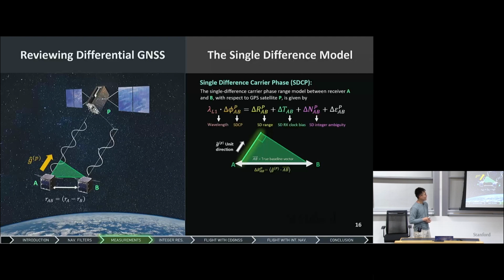So if the baseline is close enough, and these two signal ray traces are almost parallel, you can construct a right-angled triangle here where the unit direction vector to the GPS satellite that is common to both A and B is useful for computing what your baseline AB is, because this is just a projection, right? Vector AB projected onto the unit direction vector would give you what your single difference range measurements are.